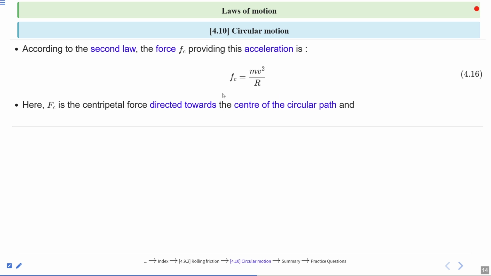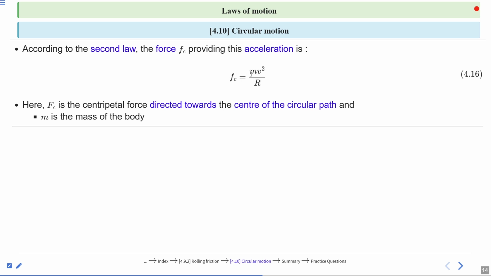It means suppose we have a circular path and a car moves on that circular path. The direction of the force is always directed towards the center of the circle. So the force mathematically we can represent like this: mv squared by r, where m is the mass of the body. So we can understand from this equation, Fc is equal to mv squared by r.